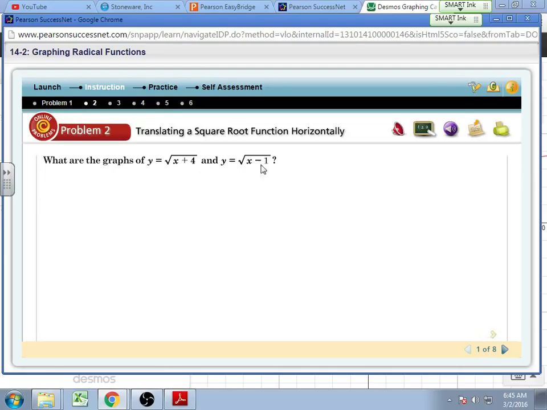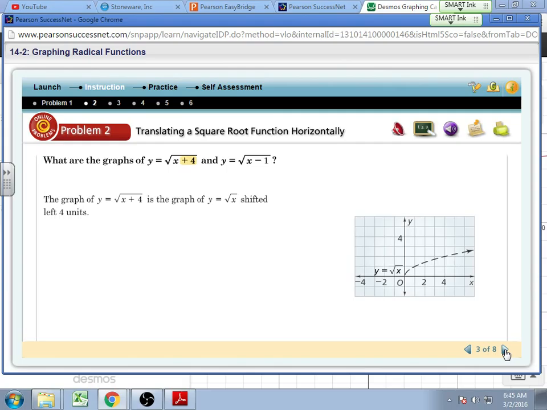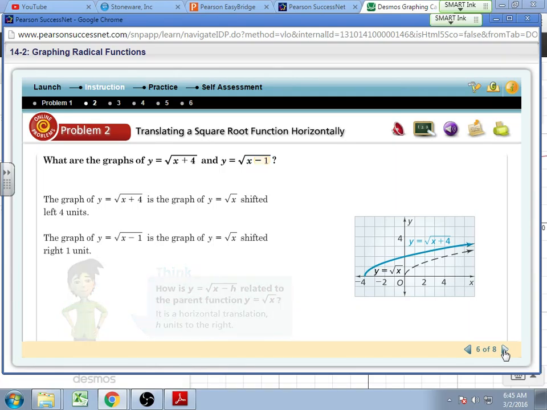So I bet you can guess if we subtract 1, we're going to shift to the right. So there's our parent function. We shift left to do plus 4, and we shift right to do the minus 1.